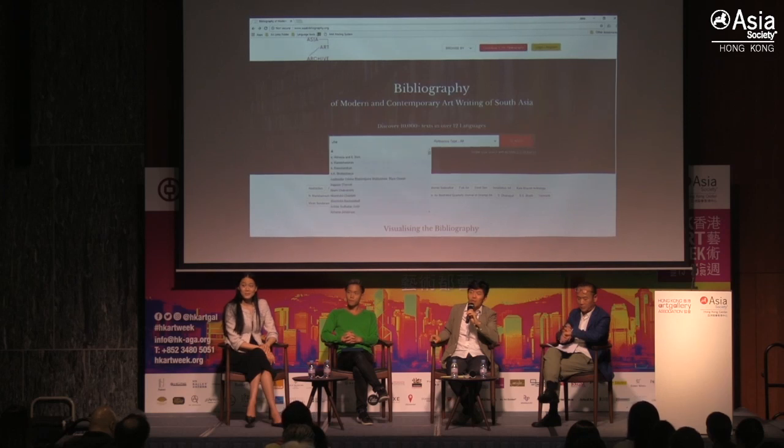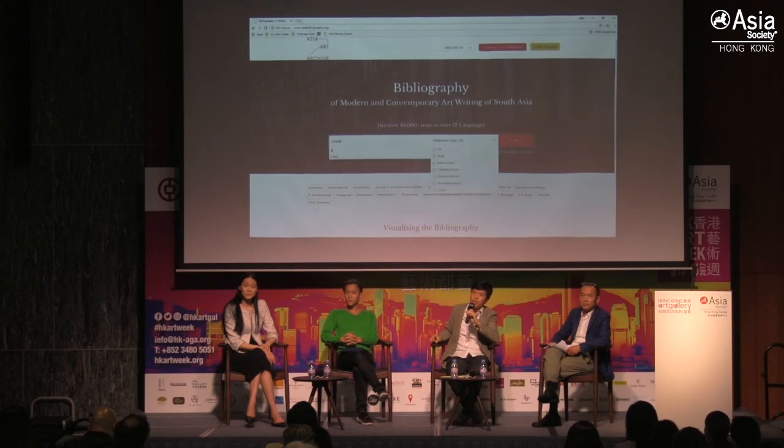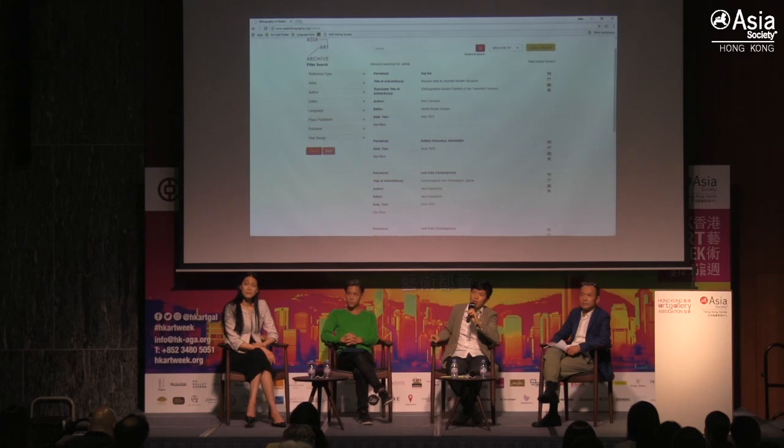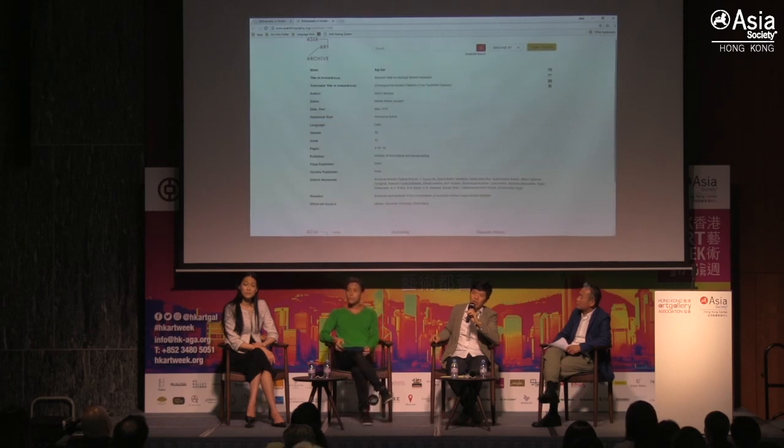And what this allows is it gives researchers a chance to really look across the different languages into the history of art writing in India, because that's one of the main ways researchers and scholars have for thinking about the development of Indian art. And so you see here the options that come up when you start typing, and then also the kinds of texts that are published. And these are the results that come up if you do a search. So you can see there are individual records that can be looked at more closely.